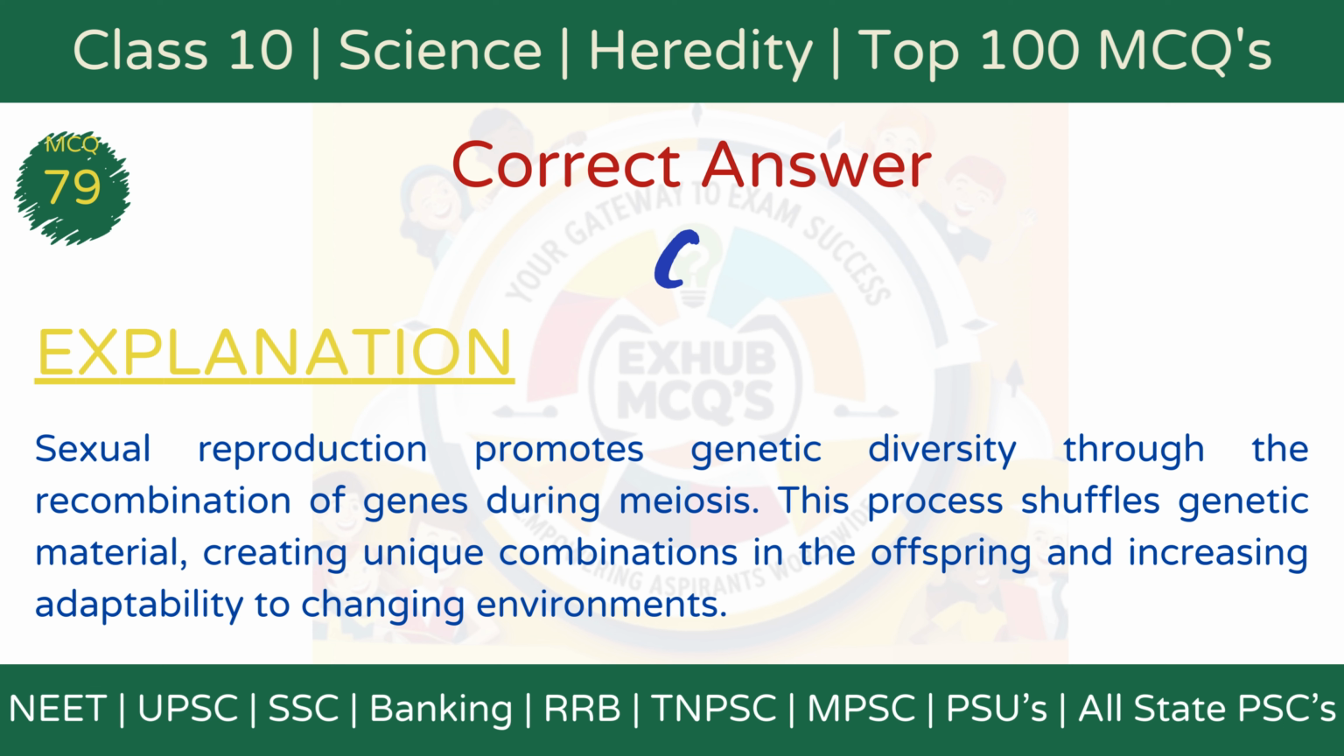Explanation. Sexual reproduction promotes genetic diversity through the recombination of genes during meiosis. This process shuffles genetic material, creating unique combinations in the offspring and increasing adaptability to changing environments.